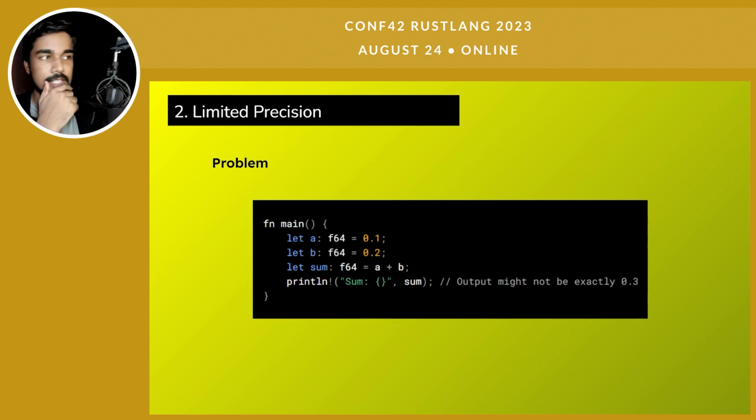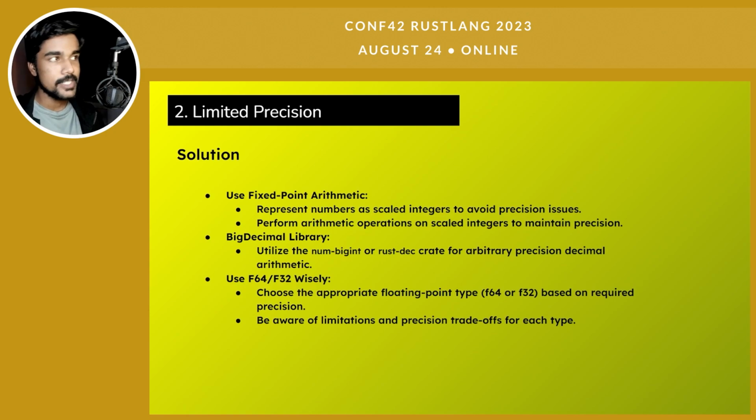Now here's one common problem. This is quite common, and I'm sure many of you have come across it already. If you add two floating point numbers, the chances are that it might not output 0.3 exactly. It might output 0.30000000000000004, something like that. Because of this, lots of issues happen. To address it, we have fixed point arithmetic. We can use numbers represented as scaled integers to avoid precision loss. Another step is to perform arithmetic operations on scaled integers to maintain the precision.